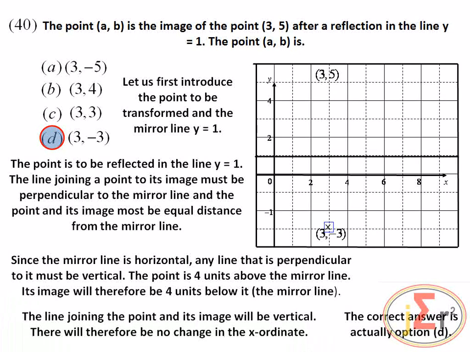The line joining the point and its image will be vertical. There will therefore be no change in the x ordinate. And that is what we have all the time when we are reflecting in a horizontal line. No change in the x ordinate. If we are reflecting in a vertical line, there will be no change in the y ordinate.